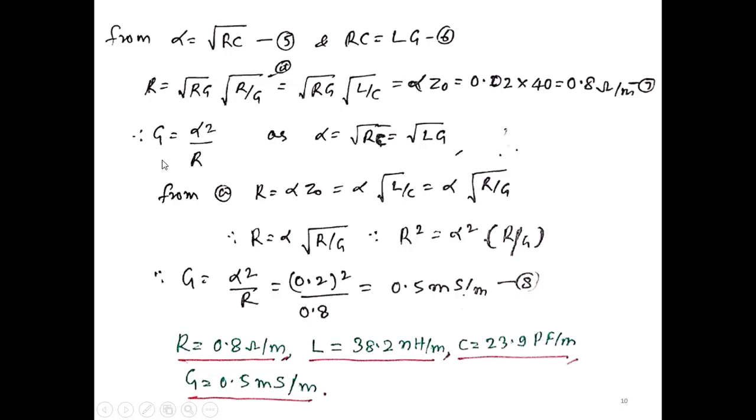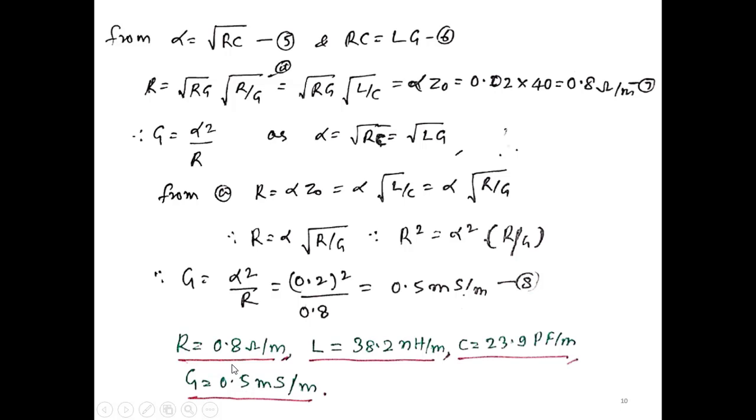Therefore, G is equal to alpha square by R, as alpha is equal to under root of RG and RC is equal to LG. From A, R is equal to alpha Z0, which is alpha into under root of L by C. Therefore, G is equal to 0.5 millimho per meter.